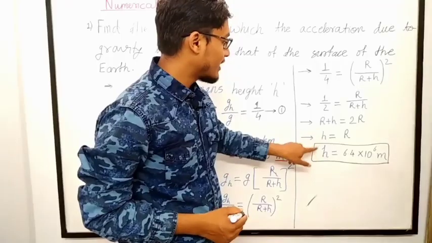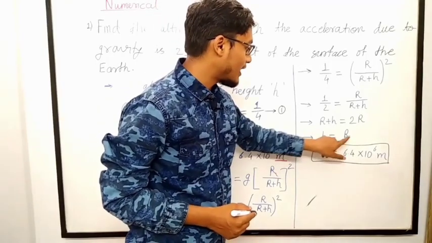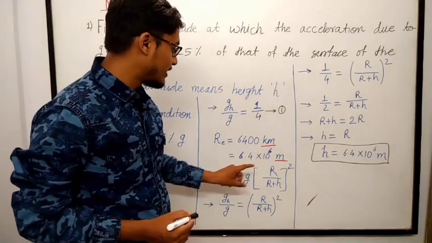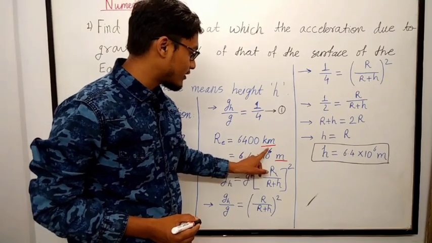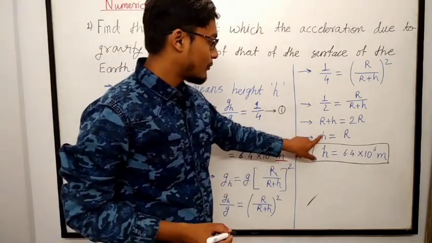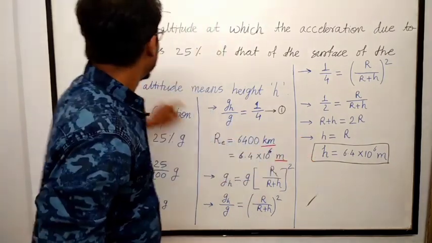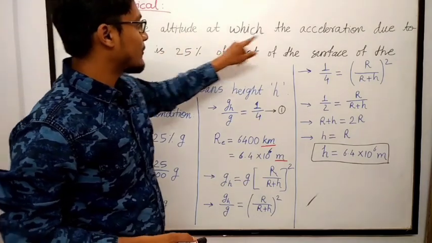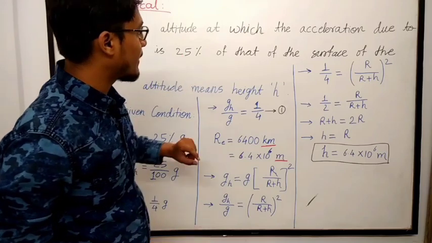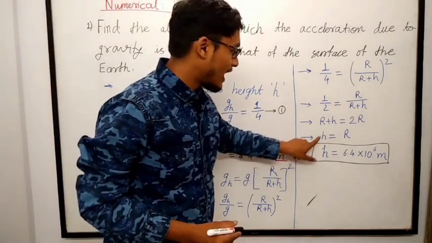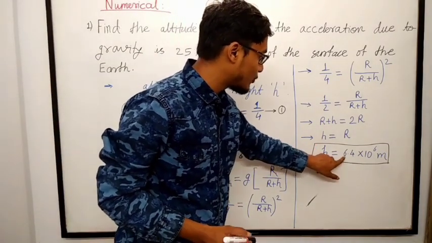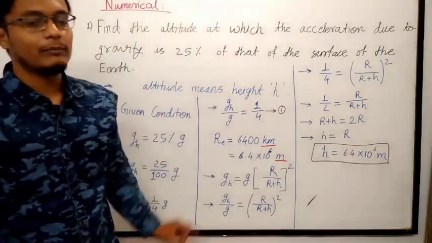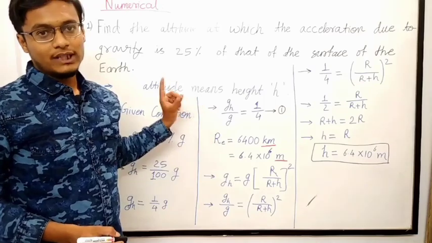So here in the next step we will get H is equal to R, and what is our R? R means the radius of the earth, and in meter unit it is 6.4 into 10 raised to the power 6 meter. So what will our height be? In the numerical we have to find the altitude at which the acceleration due to gravity is 25% of that at the earth's surface, and it is coming as H is equal to 6.4 into 10 raised to the power 6 meter. This is the numerical based on altitude, meaning height.